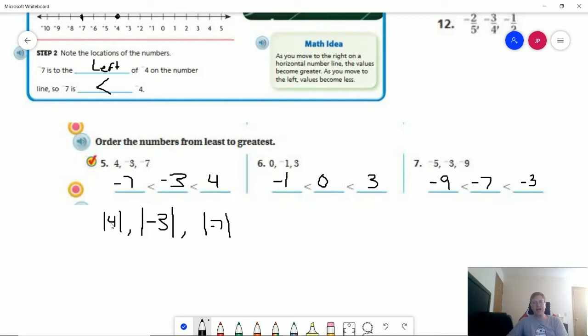If I were to order these from least to greatest, this would be my answer. If I'm going to use absolute value to go from least to greatest, then I would have 3 spots away from 0 for this one, 4 spots away from 0 for this, and 7 spots away from 0 for this. And so my answer, if I'm using absolute value, would be the absolute value of -3 as my least value, then the absolute value of 4, and then the absolute value of -7.